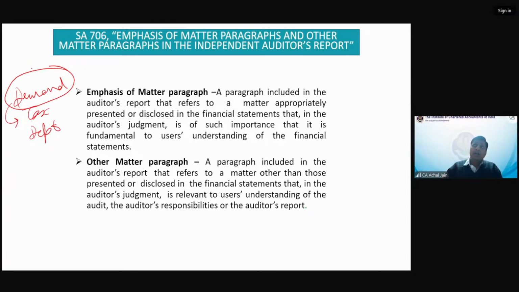Now, if you look at the situation right now in respect of this matter, as an auditor, what will you say?